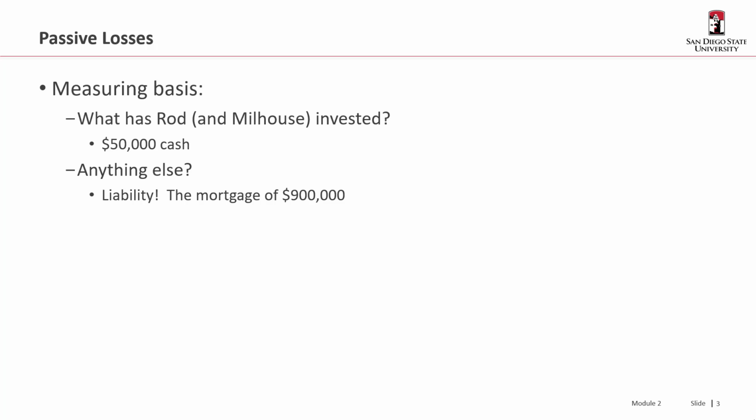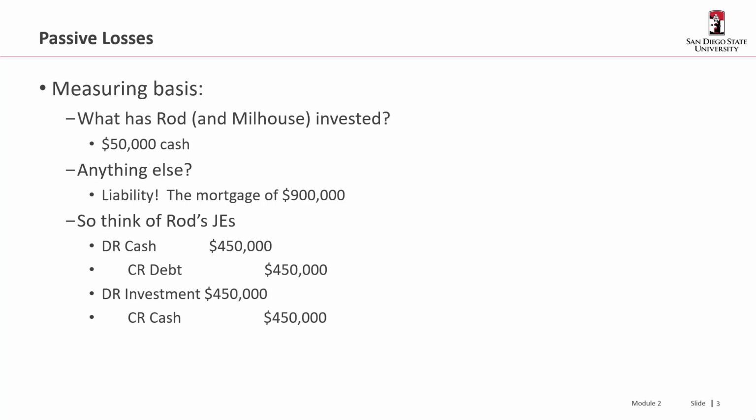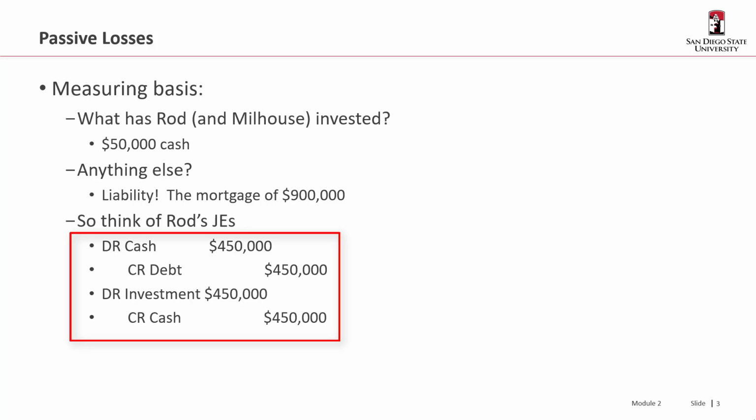So when you form a partnership, a general partnership, you are personally liable for the liabilities of that partnership. And so you might say, well, look, they have inherited a mortgage of $900,000 that they are liable for. So if we were to think of Rod's journal entries, this would be one way of thinking of them, is that in some respects, they borrowed the $450,000. Therefore, they have the debt on the books. Right now, legally, it's on the books of the partnership. And then they turn around and invest that cash in the partnership. And there's really no difference economically from this transaction to the partnership borrowing.